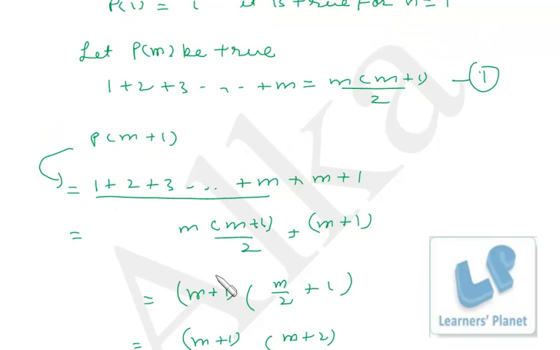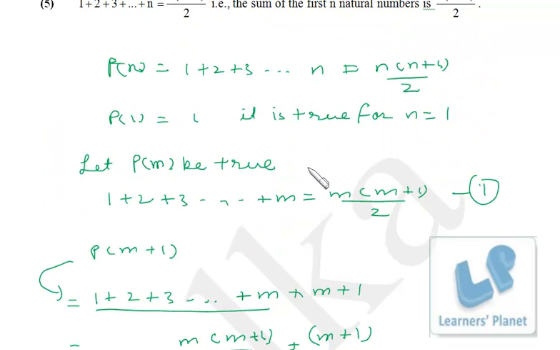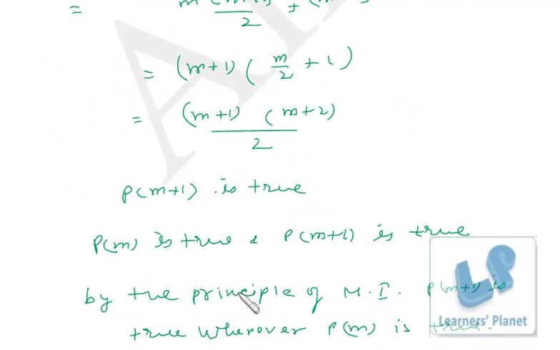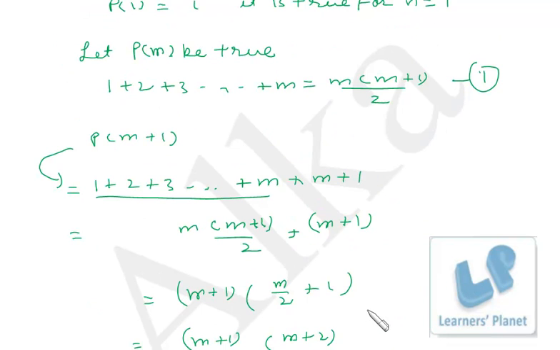Now if I put m plus 1 over here, what I'll be getting? M plus 1, m plus 2 by 2, right? So that is the already given mathematical statement, right? So Pm plus 1 is true whenever Pm is true. That's why by the principle of mathematical induction, Pm plus 1 is true whenever Pm is true. That you have to write. Okay, so this way you have to prove this. Let's take the next one.